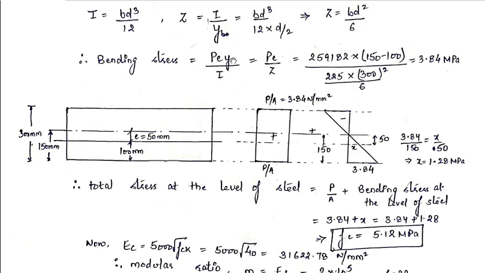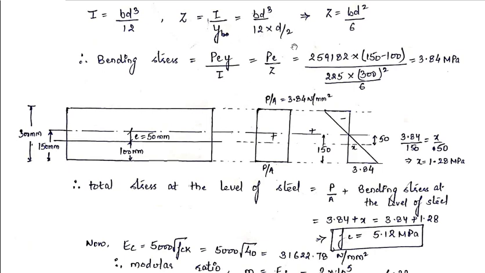We know that I upon y, if I take this y in the denominator, it will become I upon y, and I upon y is the section modulus, that is z. We know that for a rectangular section, the value of the moment of inertia is b d cubed by 12, and z is I upon y. So if I divide b d cubed by 12 by y, y is the distance of either the topmost fiber from the neutral axis or the bottommost fiber from the neutral axis. And if you see the diagram, the value of both the terms is d by 2, depth by 2.